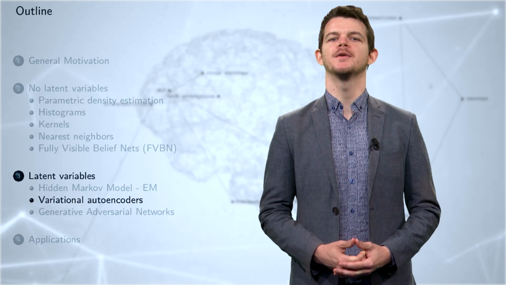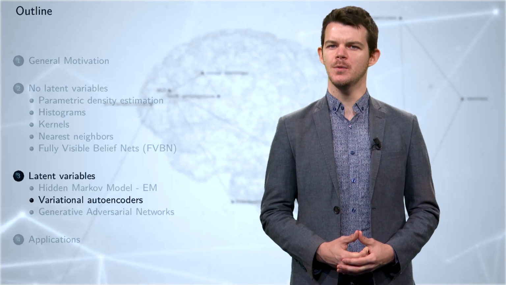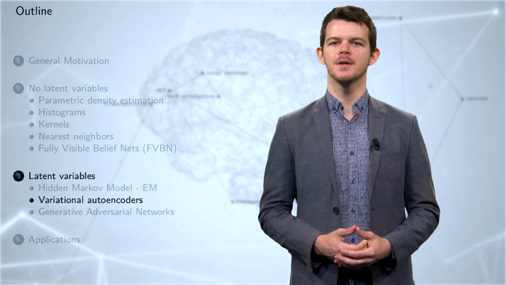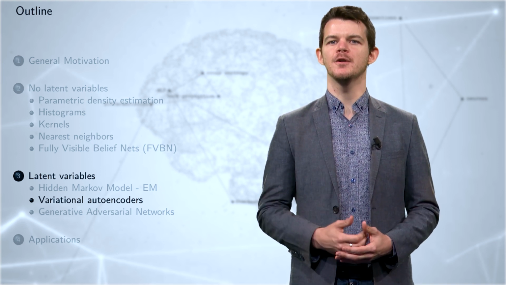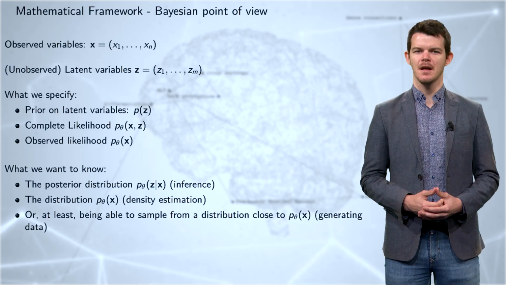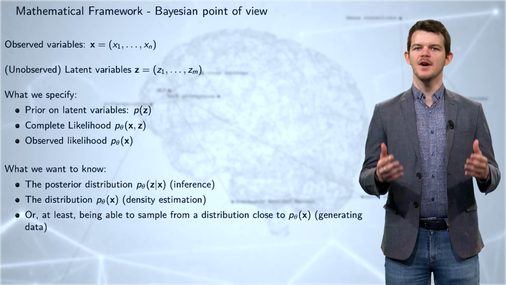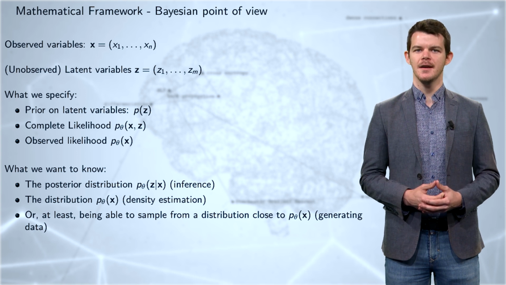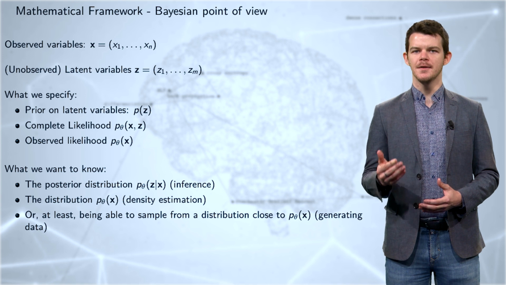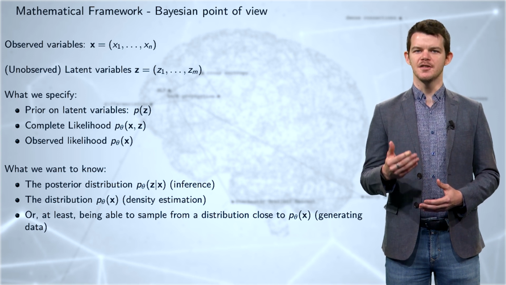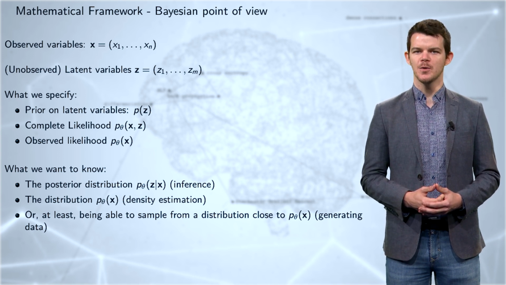The first method we are going to study that uses neural networks is named Variational AutoEncoders and is based on variational inference. Let us recall the framework in which we work. We observe the variables x1 until xn, and we do not observe the latent variables z1 until zn, which are distributed according to a prior we specify, pz.